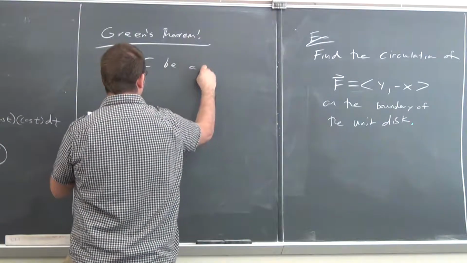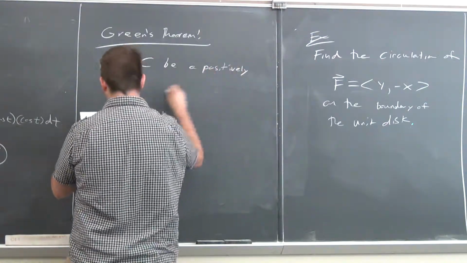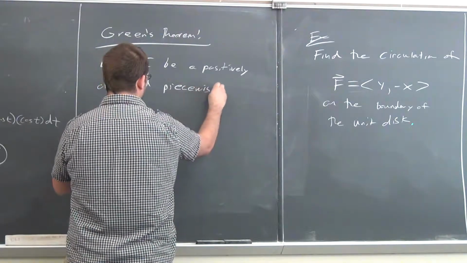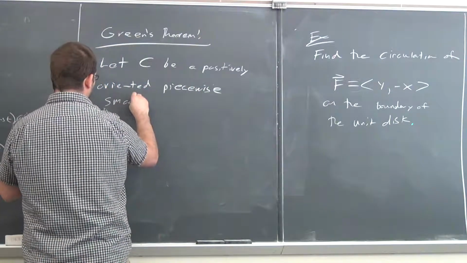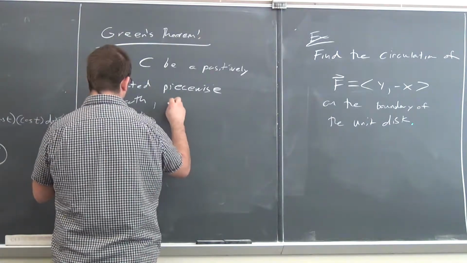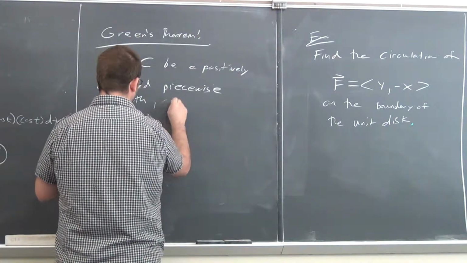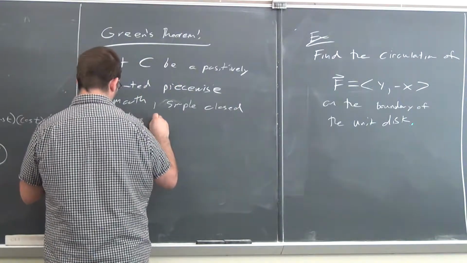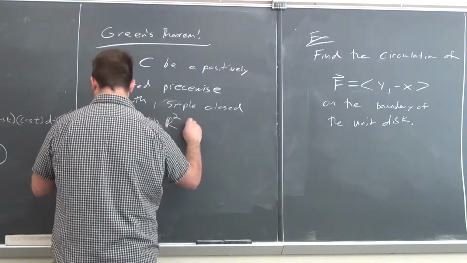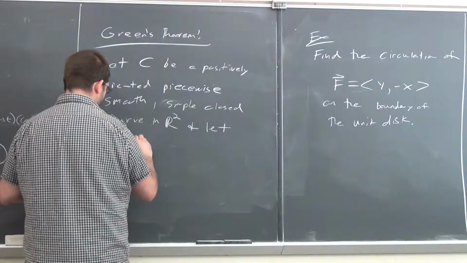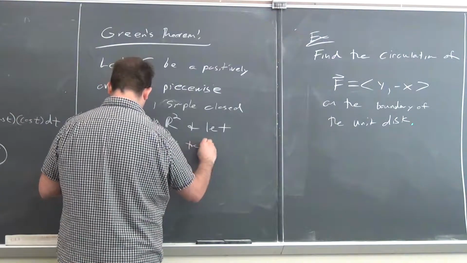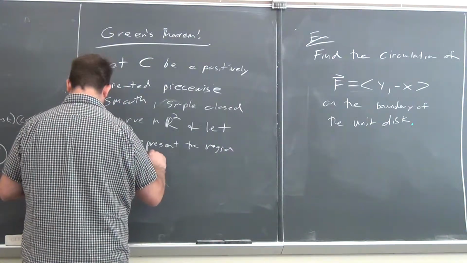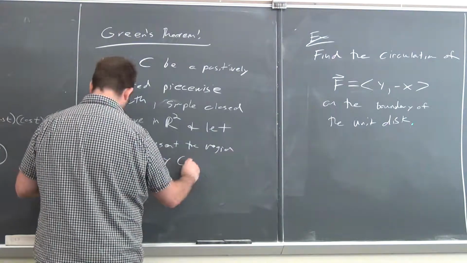Okay, let C be a positively oriented piecewise smooth, simple closed curve in 2 dimensions, and let D represent the region enclosed by C. There'll be a bunch of little conditions here that, again, we don't need to use all that often or worry about all that often.